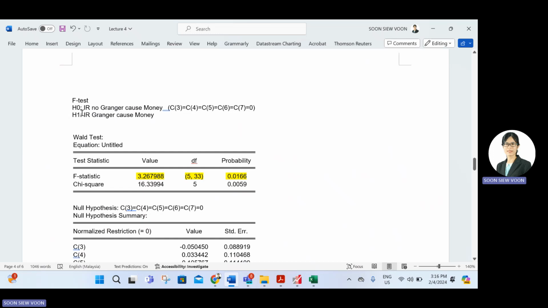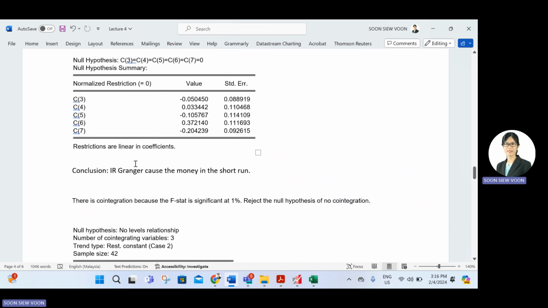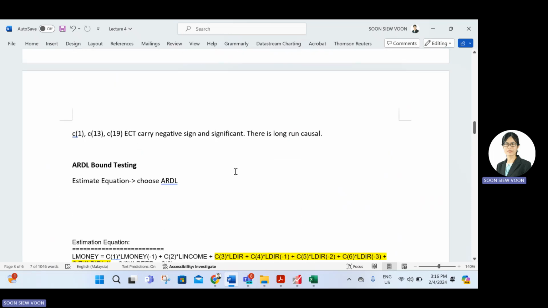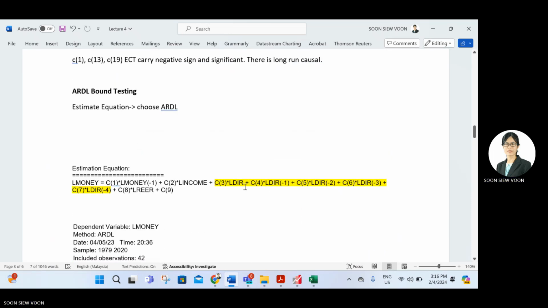So I can say that interest rate Granger-causes the money, right? The conclusion is the interest rate Granger-causes the money in the short run. So this is a result for the short run. Why? Because C3 up to C7 is for the short run.